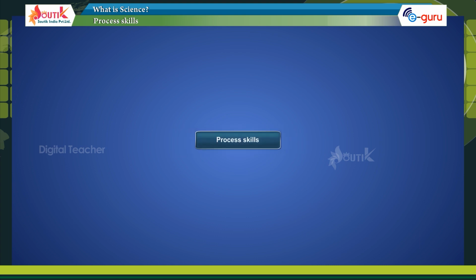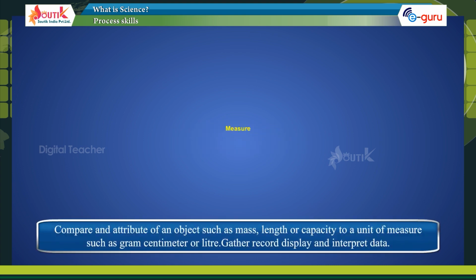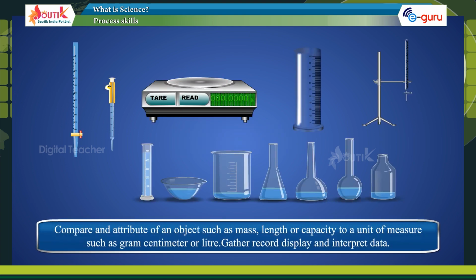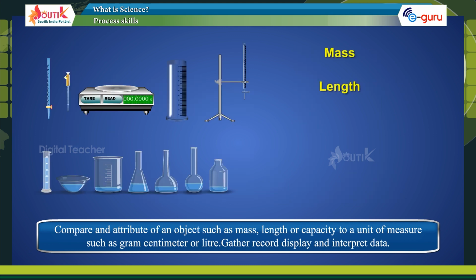Process skills. Measure: compare an attribute of an object such as mass, length, or capacity to a unit of measure such as gram, centimeter, or liter. Gather, record, display, and interpret data.